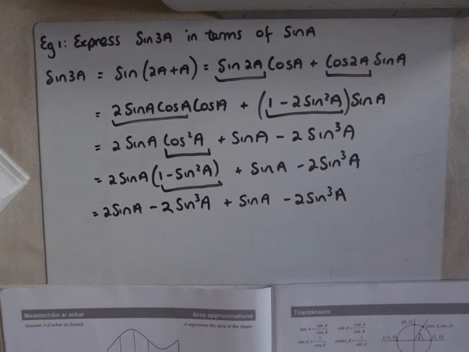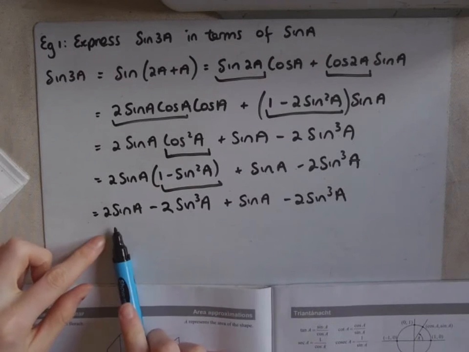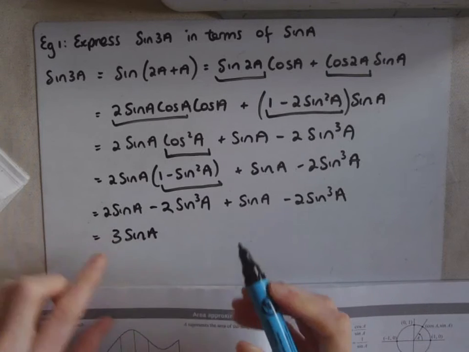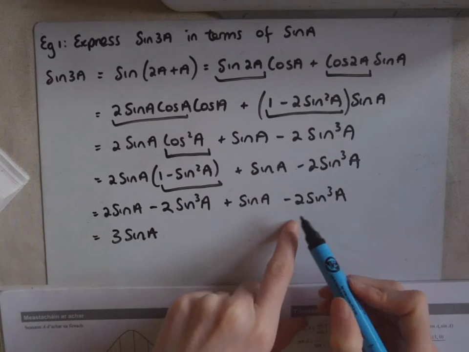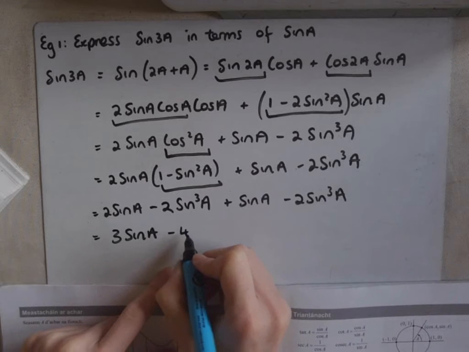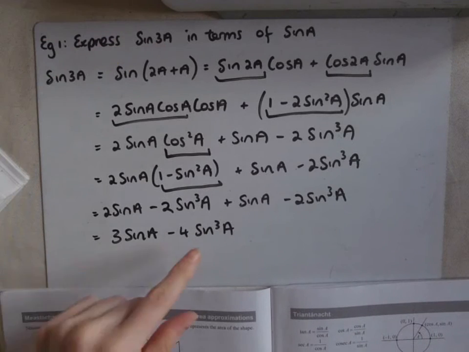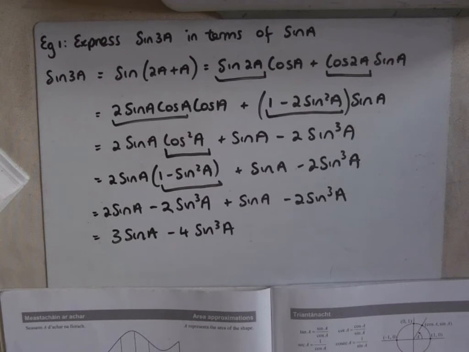And all you're going to do is gather, okay? So I have 2 sine A plus sine A. That's 3 sine A. And I have minus 2 sine cubed A minus 2 sine cubed A. That's minus 4 sine cubed A. So now I've expressed sine of 3A in terms of sine A. Any issues with that? Okay.